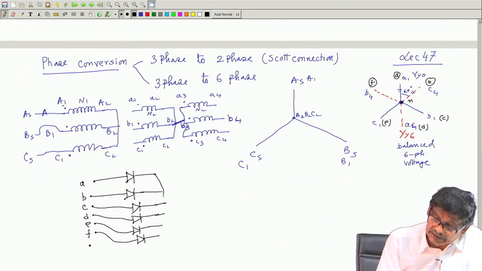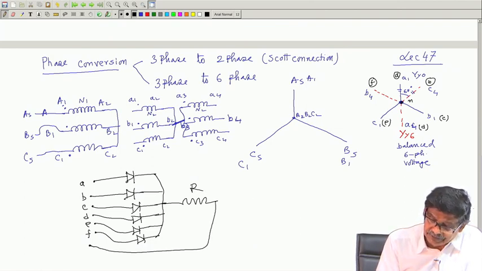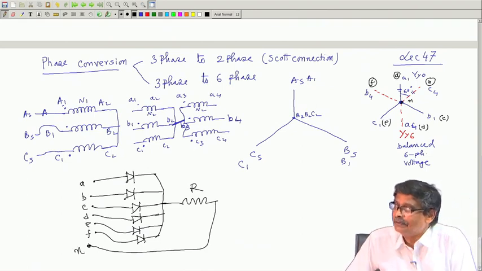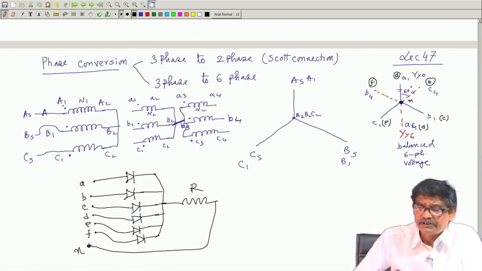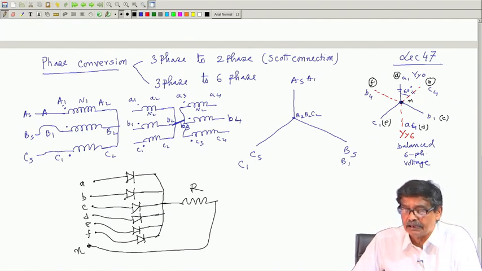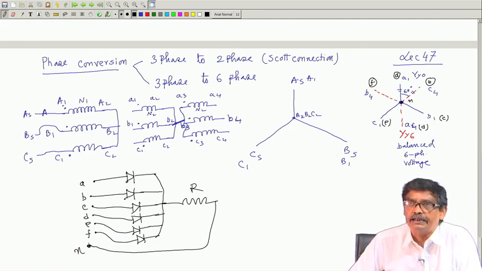And then connect the resistance load where you want to get DC, and this point connect it to neutral. Things will work. Okay. So, anyway, phase conversion 3 phase to 6 phase can be done this way. Another way you can do, I hope you have now got the idea.